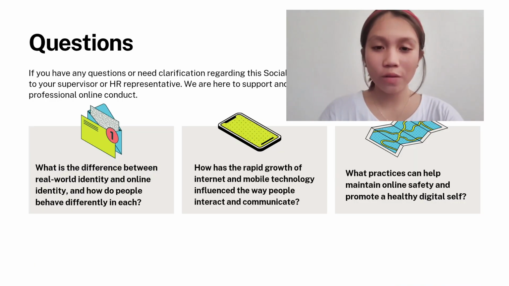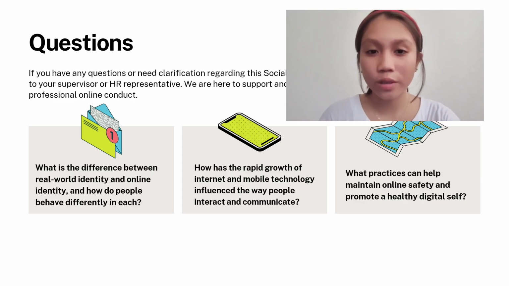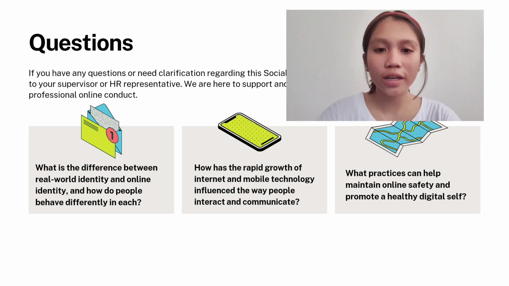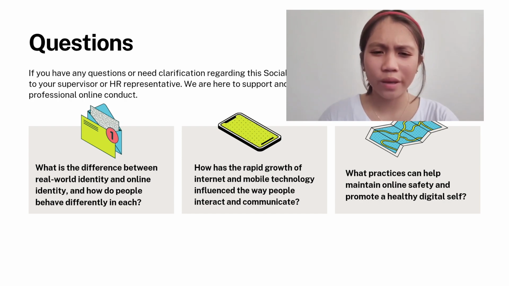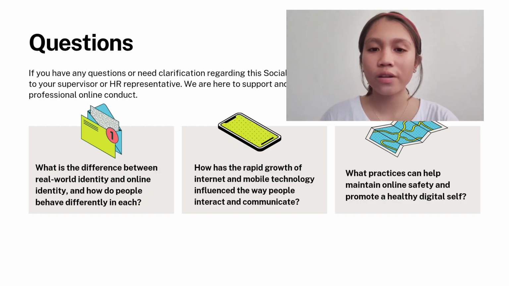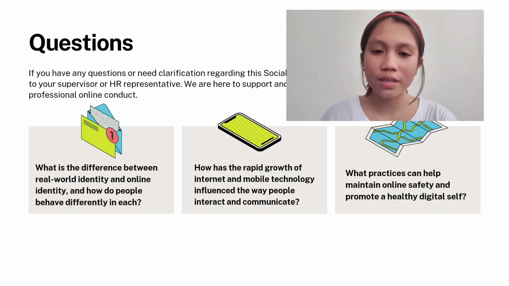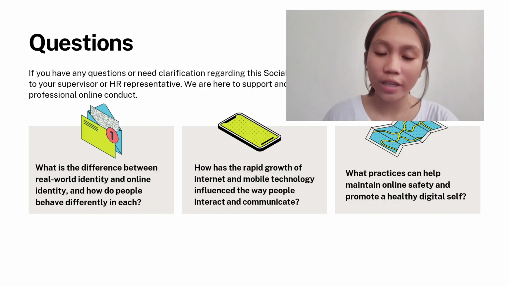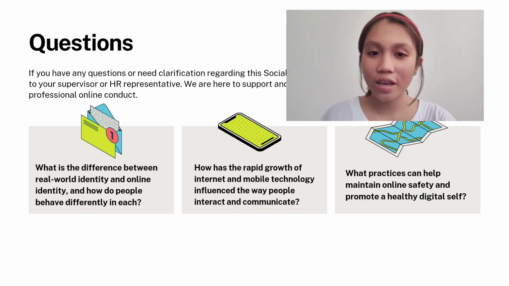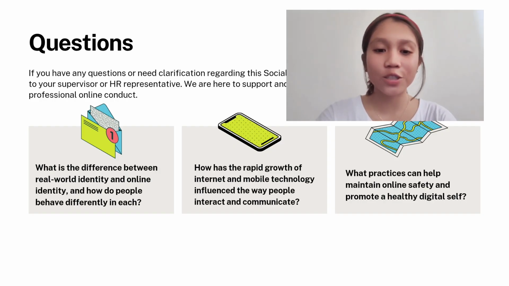So we have 3 questions. Number 1 is what is the difference between real world identity and online identity and how do people behave differently in each? Number 2, how has the rapid growth of internet and mobile technology influenced the way people interact and communicate? Number 3, what practices can help maintain online safety and promote a healthy digital self?